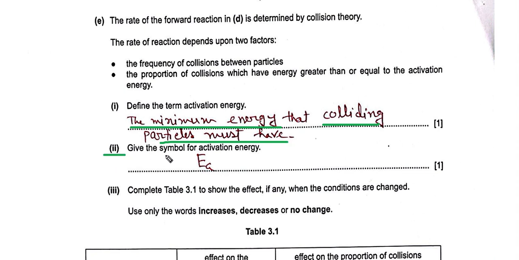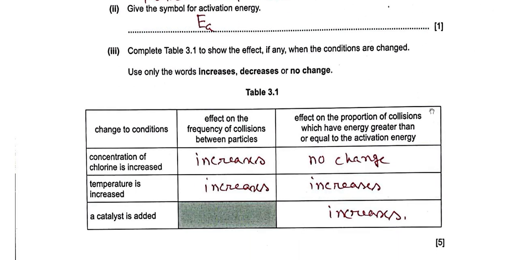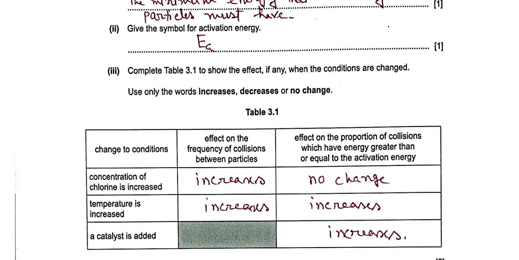Number 2: give the symbol for activation energy. The activation energy symbol is EA. This means activation energy, or energy of activation. Complete Table 3.1 to show the effect, if any, when the conditions are changed. Use only the words increase, decrease, or no change. These three words you can use.